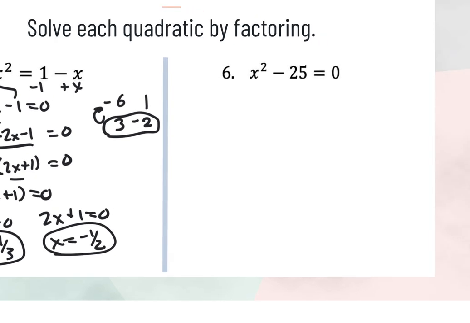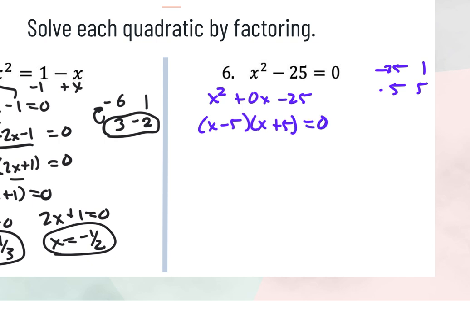So x squared minus 25. This is where there's like a 0x in the middle. So what multiplies to negative 25 but gets you to 0? Well, you have 25 and 1, and you have 5 and 5. So if I go x minus 5 and x plus 5, that equals 0. So I set each part equal to 0. So x is going to equal 5, x is going to equal negative 5.